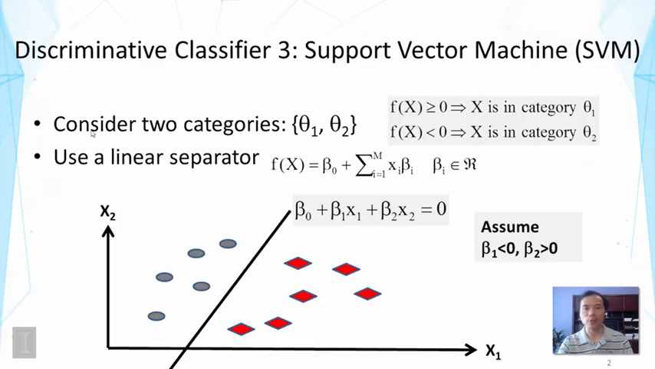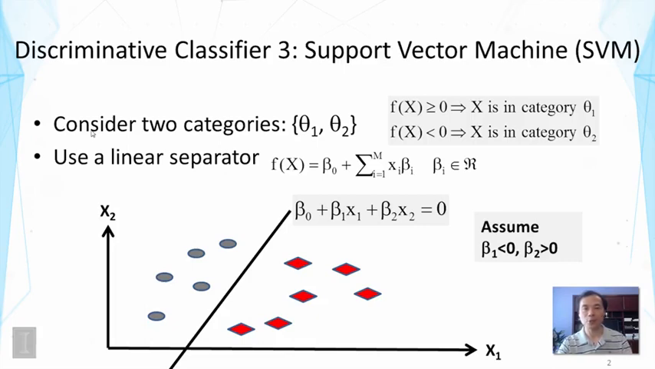And we're going to say that if the sign of this function value is positive, then we're going to say the object is in category 1. Otherwise, we're going to say it's in category 2. So that makes 0 the decision boundary between the two categories. So in general, in high dimensional space, such a 0 point corresponds to a hyperplane.